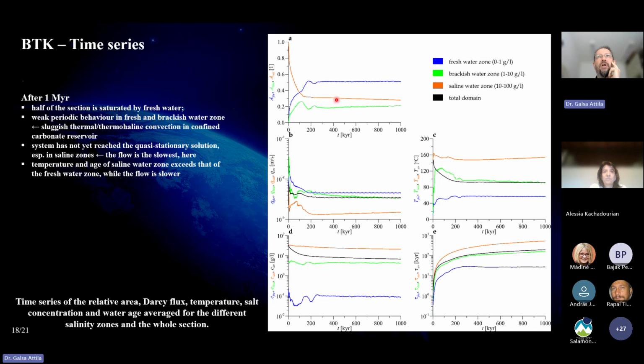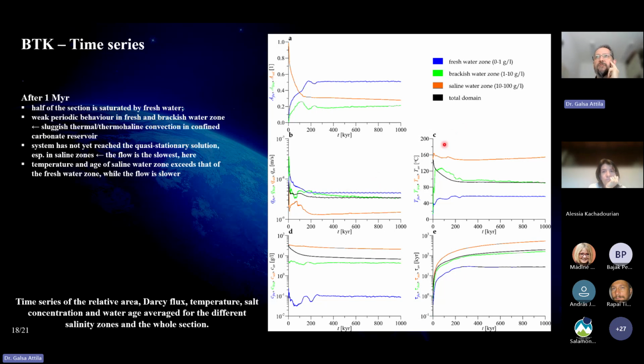For example, the relative size of the saline water zone decreases in time. However, the flow increases in the saline water zone slightly. The periodic behavior on the time series of freshwater zone and brackish water zone suggests that thermal or thermohaline convection might occur in the deepest part of the karstic aquifer.